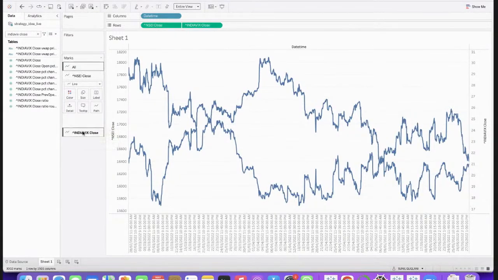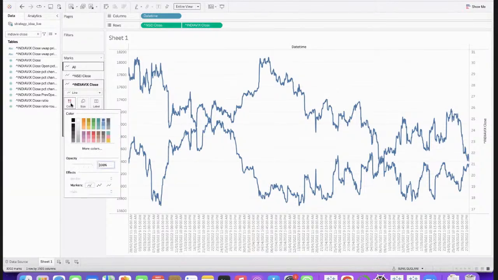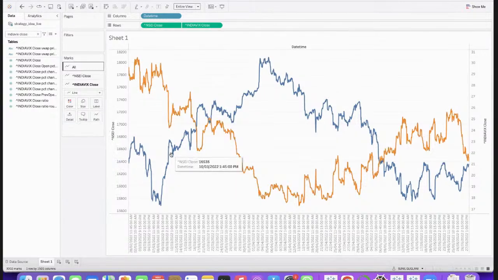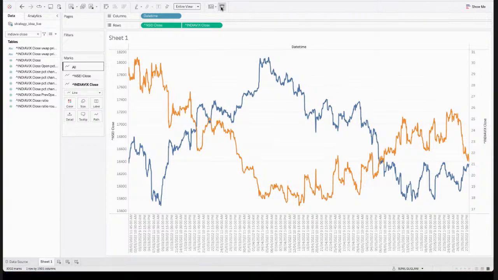So I will do one thing. I will go to India VIX close. I'll change the color to orange. Orange looks better. So now Nifty 50 is blue color. India VIX is orange color. Okay. What do you infer from this graph? What do you say?